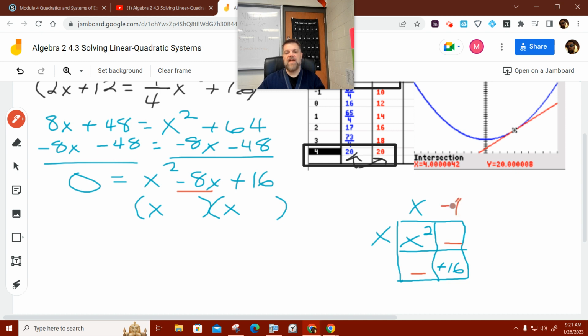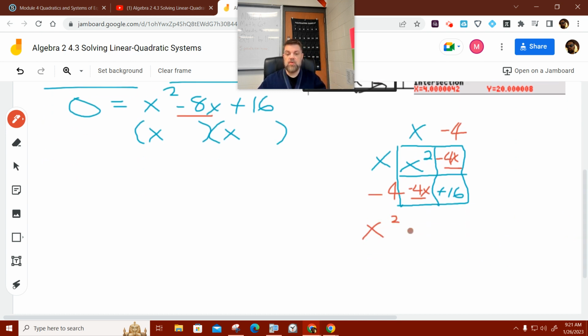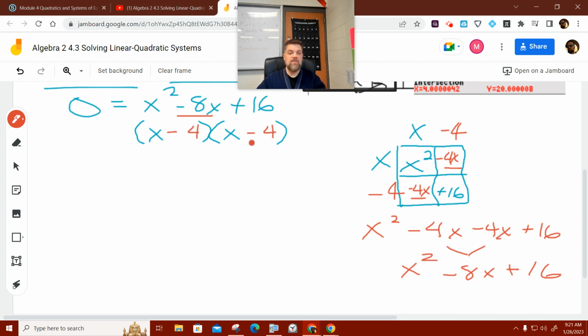Yeah. So if I put a negative 4 here times a negative 4 here, what's negative 4 times negative 4? Positive 16. What's negative 4 times x? Negative 4x. What's negative 4 times x? Negative 4x. So when I do the math on this, I get x squared minus 4x minus 4x plus 16. If I combine like terms, I get negative 8x. Right? So what does that mean? That means that this is x minus 4 times x minus 4. And all of that is equal to 0.